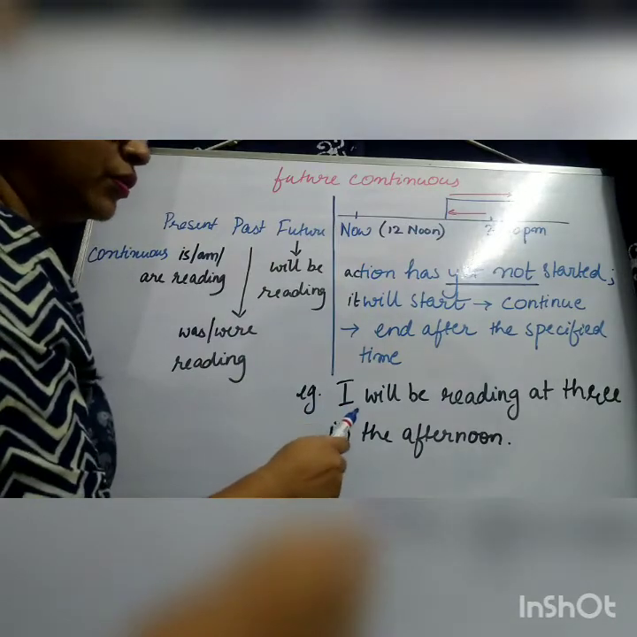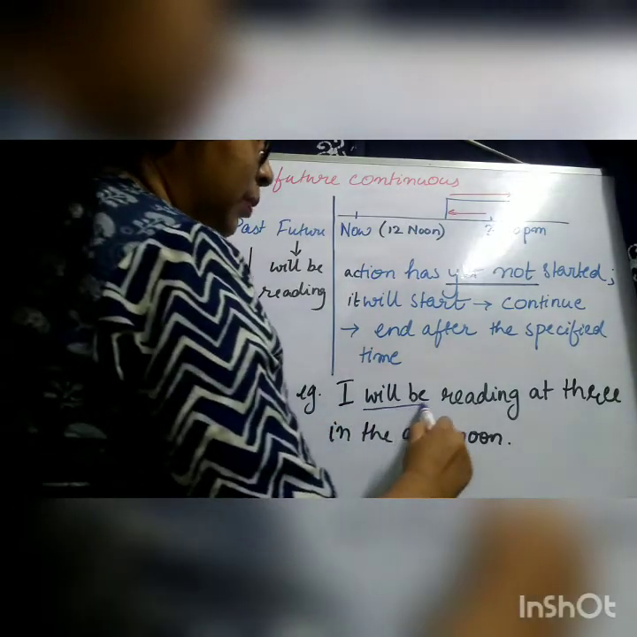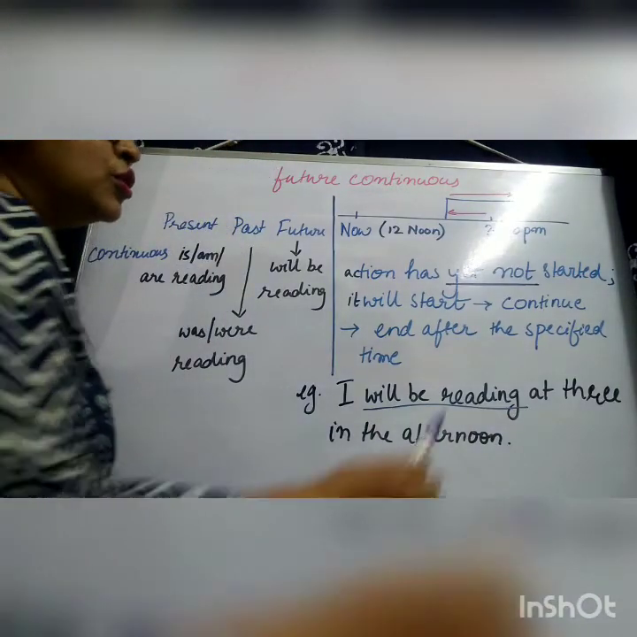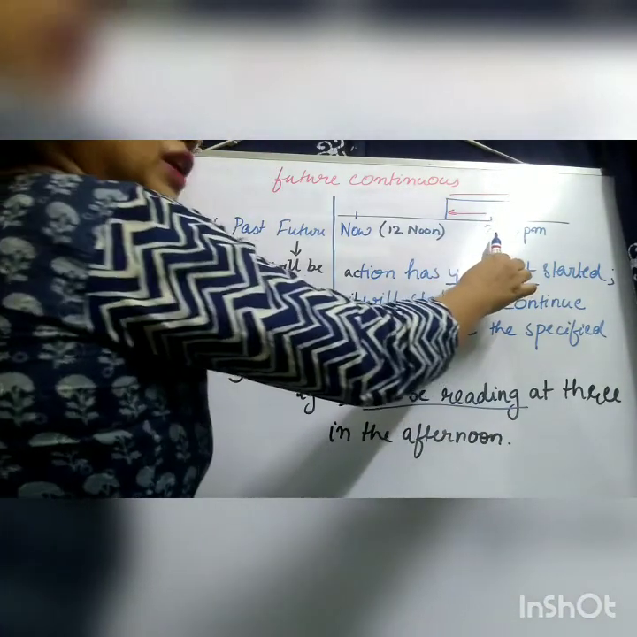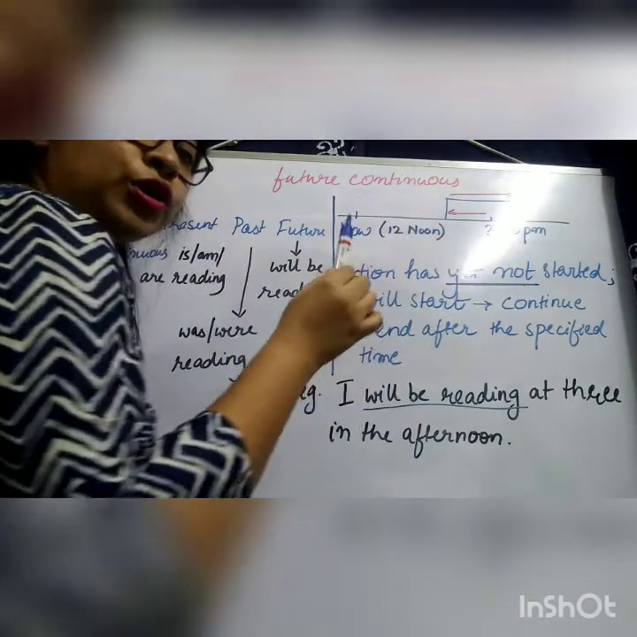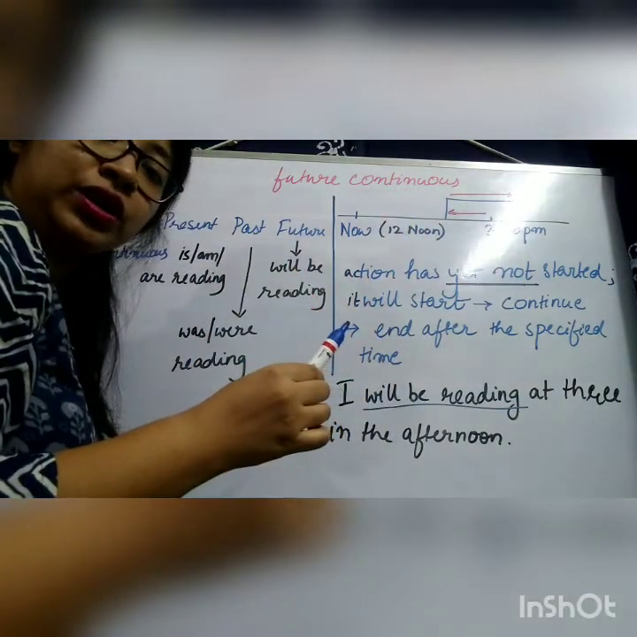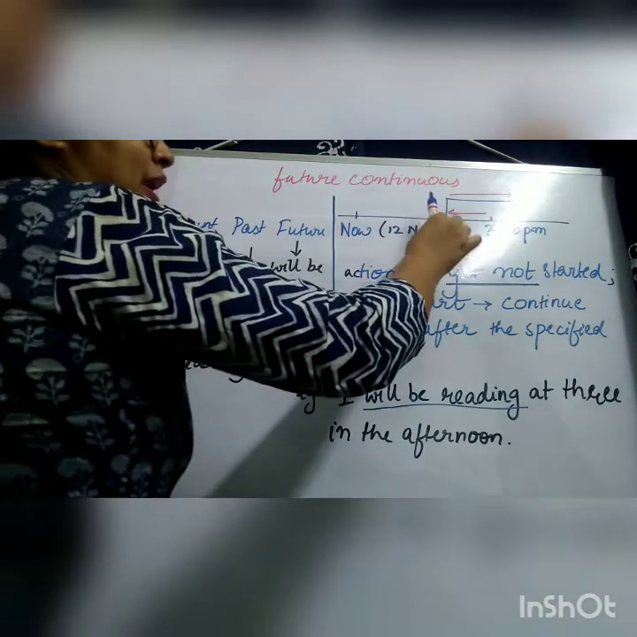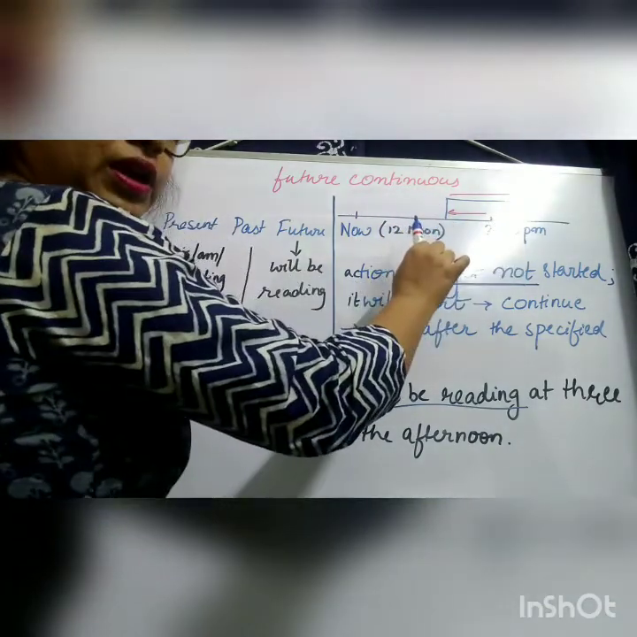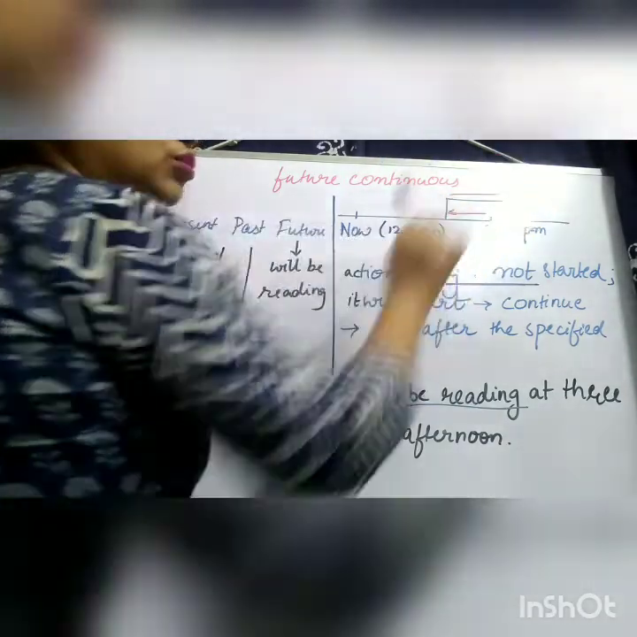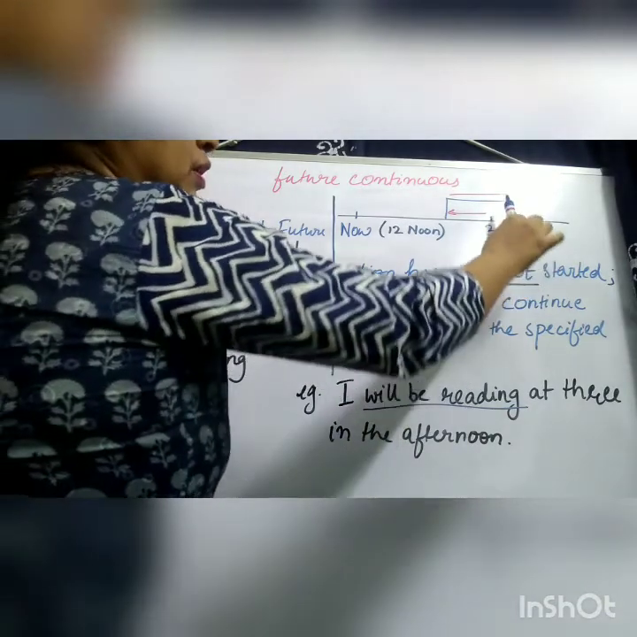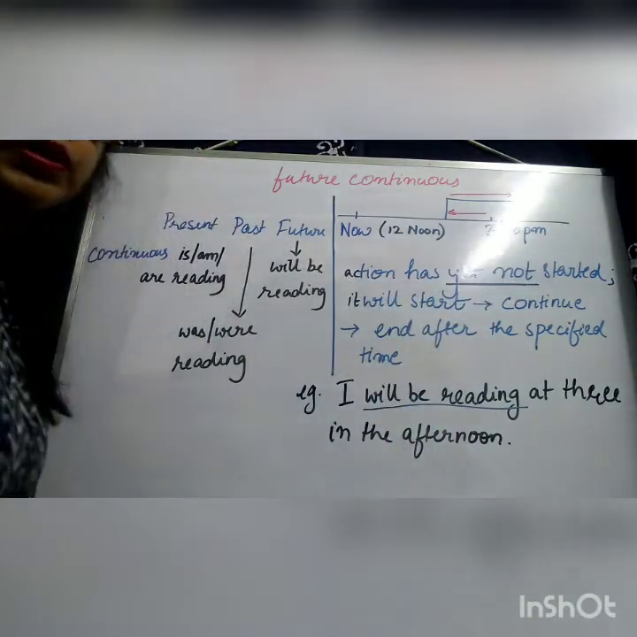Look at the example over here. I will be reading at 3 in the afternoon. So the specified point of time is 3 p.m. Now what do I expect to be doing at that point of time? I will be reading. I will start reading before 3 p.m. and continue through the time, and my action of reading the book or whatever will end after 3 p.m.